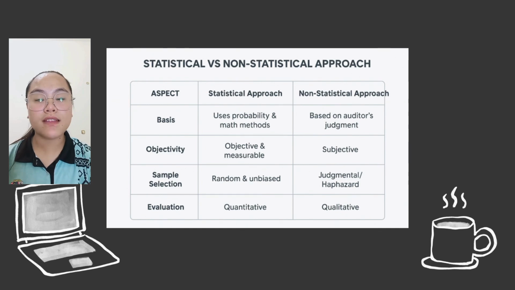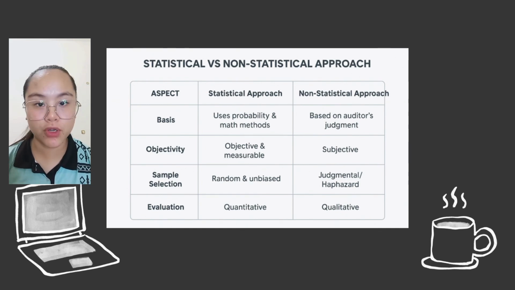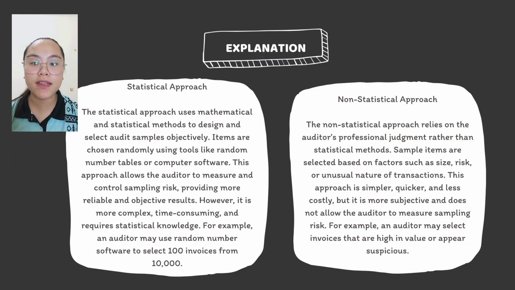Hi, these are the answers for the question about the comparison between the statistical approach and the non-statistical approach. The statistical approach uses mathematical and statistical methods to design and select audit samples objectively. Items are chosen randomly using tools like random number tables or computer software. This approach allows the auditor to measure and control sampling risk, providing more reliable and objective results. However, it is more complex, time-consuming, and requires statistical knowledge. For example, an auditor may use random number software to select 100 invoices from 10,000 invoices.